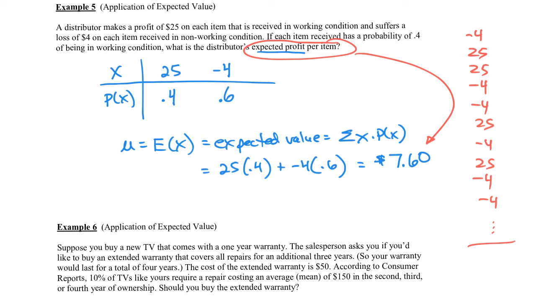The long-term average down here is going to be 7.60. It's the average of all the 25s and the negative 4s. 60% of the time you get negative 4, 40% of the time you get a 25. If you add all those up, long-term average, 7.60. So that's the expected value. It's positive, so it's expected profit. And it's just a simple application of expected value.